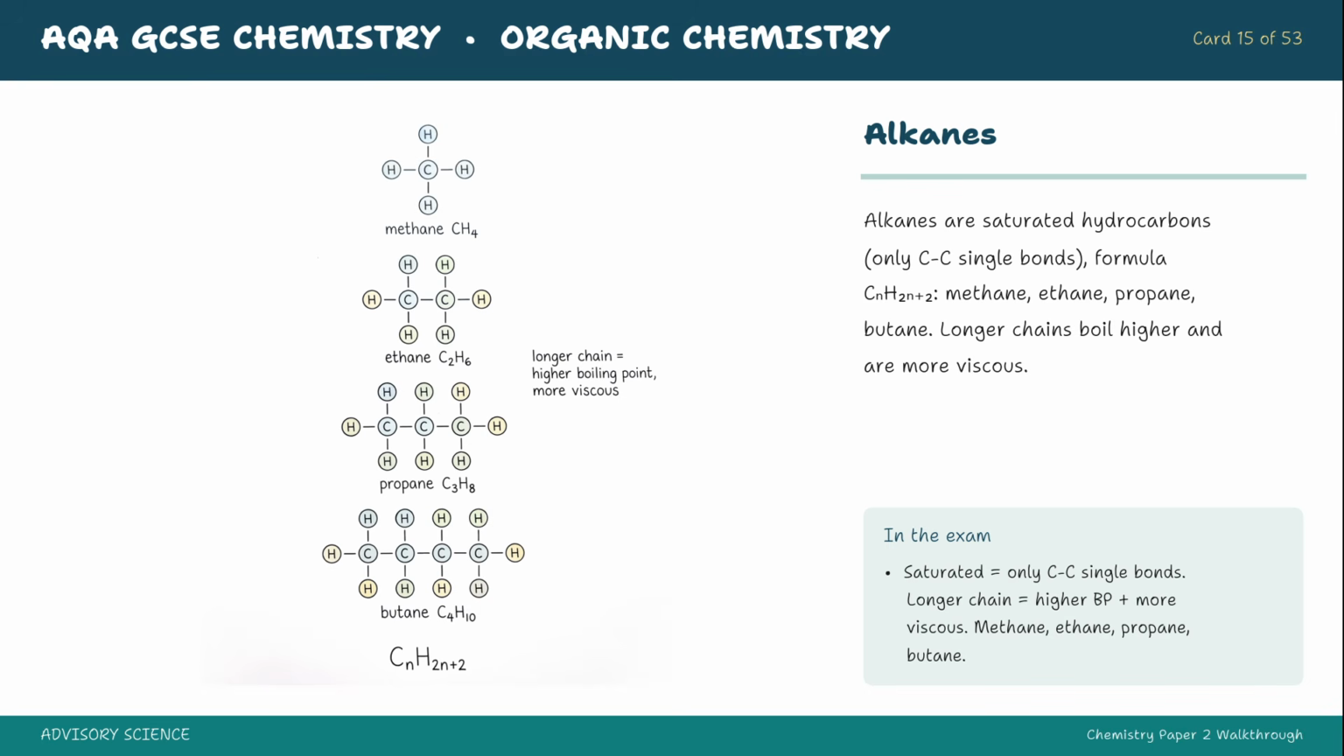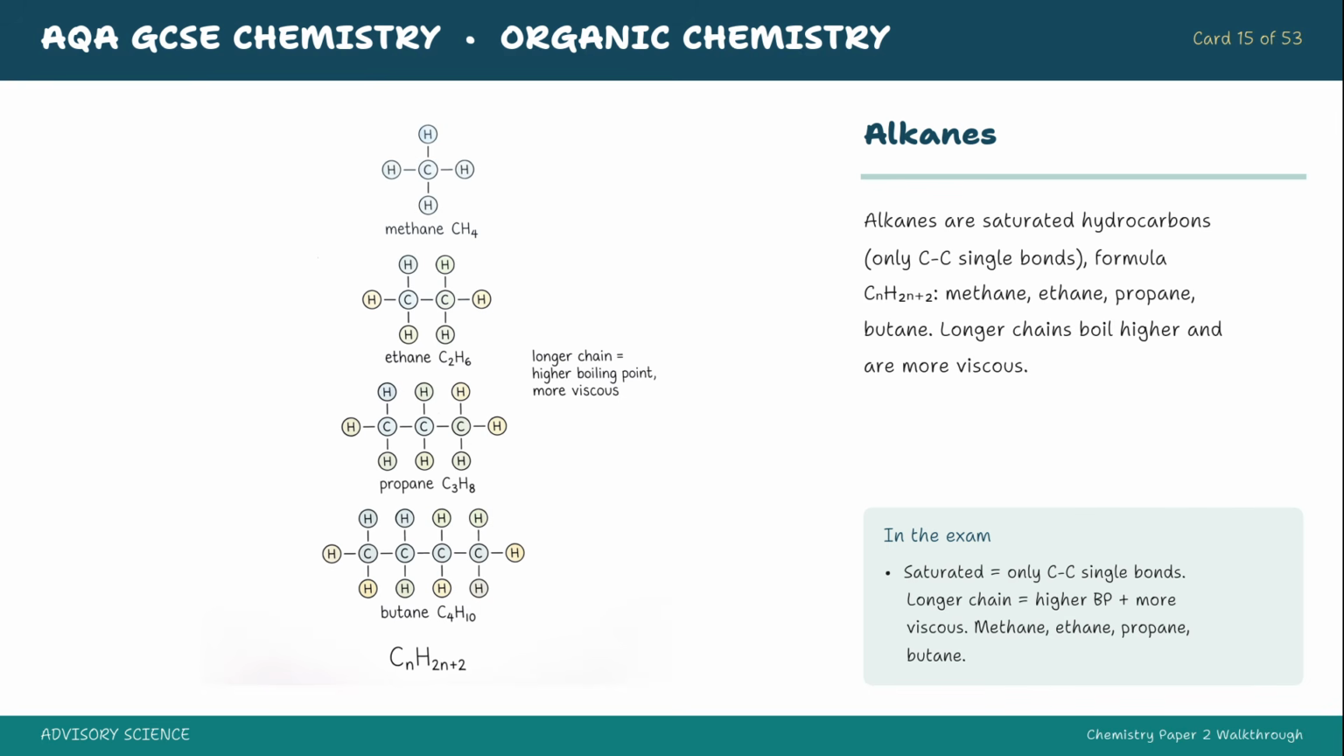Alkanes. Alkanes are described as saturated hydrocarbons. The term saturated means that all the carbon atoms are joined together by single covalent bonds, meaning the molecule contains the maximum possible number of hydrogen atoms. The first four alkanes you need to know are methane, 1 carbon, ethane, 2 carbons, propane, 3 carbons, and butane, 4 carbons. They follow the general mathematical formula CnH2n+2.